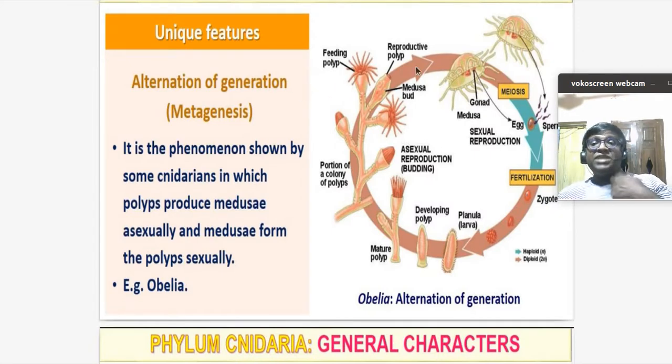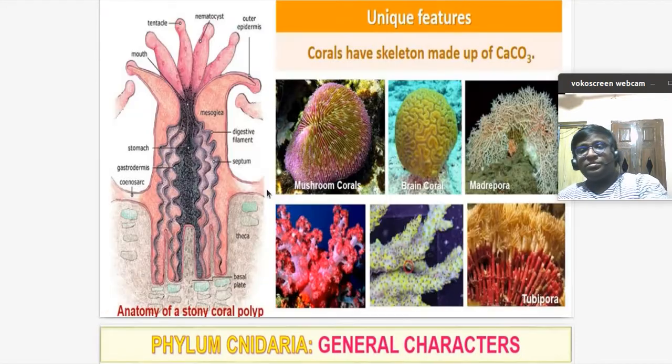So alternation of generation, this cycle is not required. You just remember the example of Obelia, where they show alternation of polyp and medusa. Polyp produces medusae asexually, and medusae form the polyps sexually. So this alternation of generation or metagenesis is noticed in Obelia.